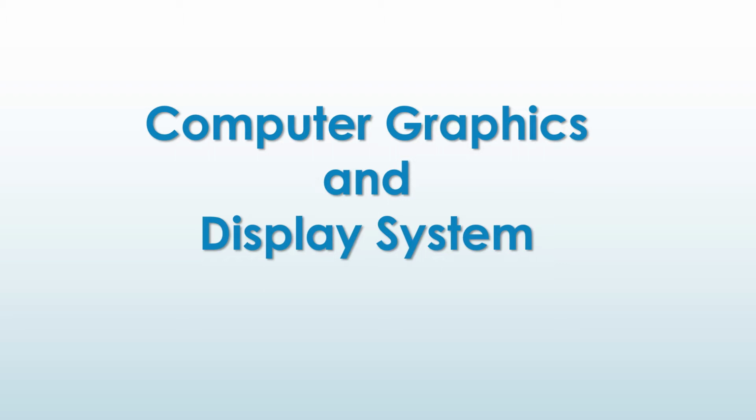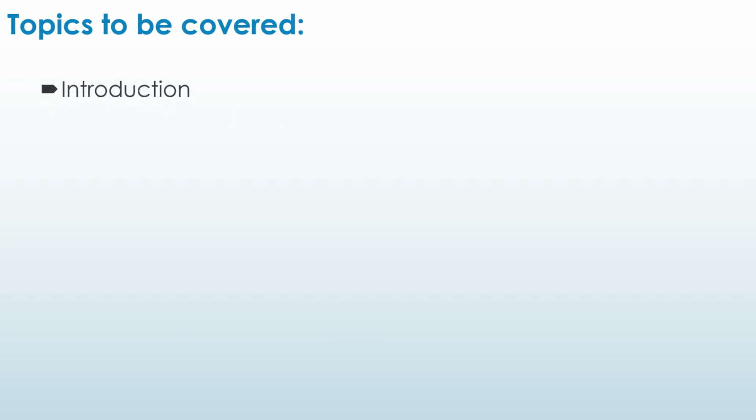Before we proceed, we are going to see some topics that we are going to cover in chapter 1. The first is the introduction to graphics. What is a graphic system? Why a graphic system is required, and different kinds of things we are going to learn in this. The second concept is images and objects.